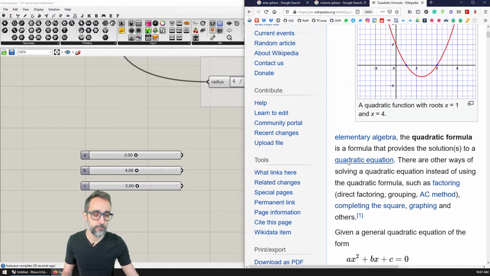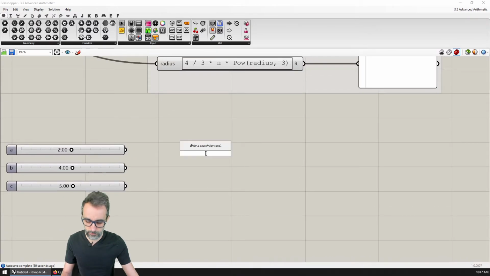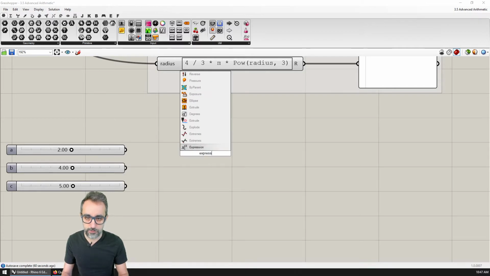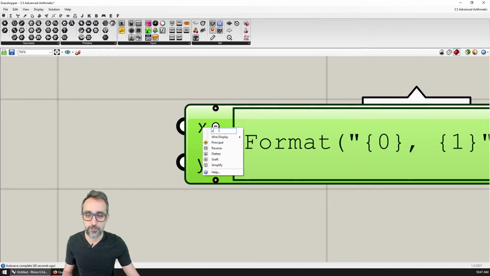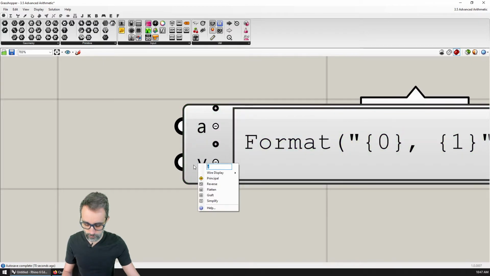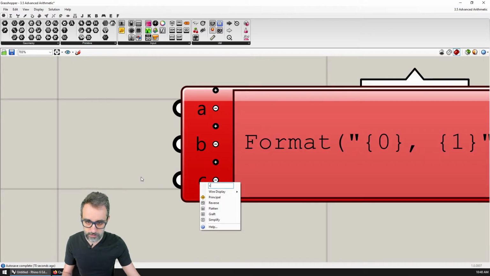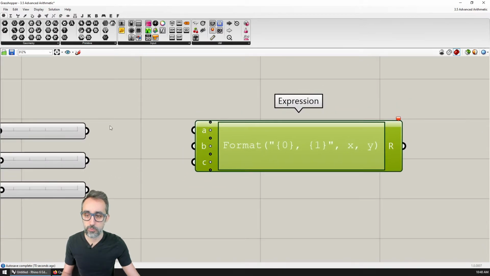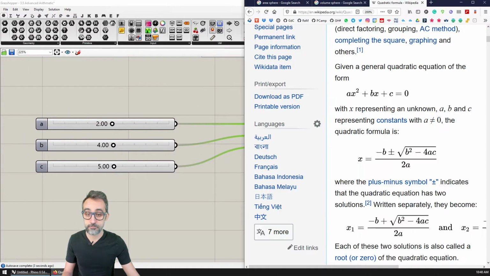So how does that work? The formula is, we would write here an expression, first of all. So I'm going to double click, and I'm going to search, and I'm going to drop here an expression. I'm going to change this. So this is going to be a, this is going to be b, and then I'm going to add a third one, which is going to be c. And then I'm going to plug them in here, a, b, and c. And I'm going to try to write this expression in my expression component.